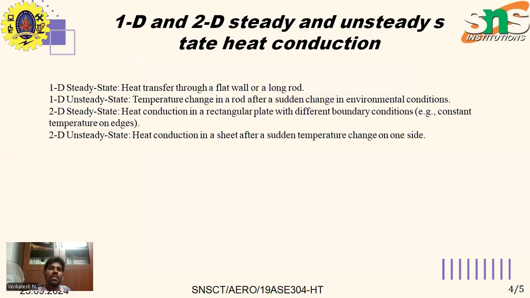Applications of 1D and 2D steady and unsteady state conduction include: steady state heat transfer through a flat wall or a long rod; 1D unsteady state temperature changes in a rod after a sudden change in environmental conditions; 2D steady state heat conduction in a rectangular plate with different boundary conditions, for example constant temperature on the edges; and 2D unsteady state heat conduction in a sheet after a sudden temperature change on one side.